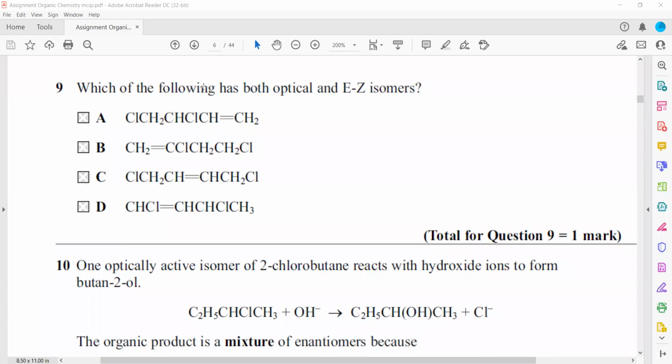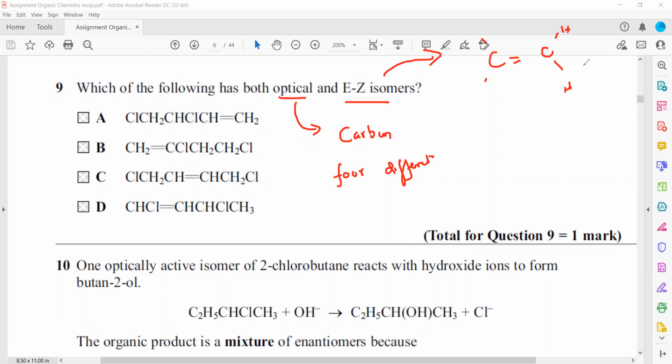Then, which of the following exhibits both optical and geometrical isomerism? EZ means geometrical. Look, to be optical, what is the condition? The carbon should be attached with four different groups or four different types of atoms. And to exhibit E/Z isomerism, there should be a carbon-carbon double bond and different groups attached. Like if there is CH2 with a carbon, it cannot have a geometrical isomer. So when we check option A, it cannot have a geometrical isomer. Option B cannot have a geometrical isomer. So we are left with options C and D.